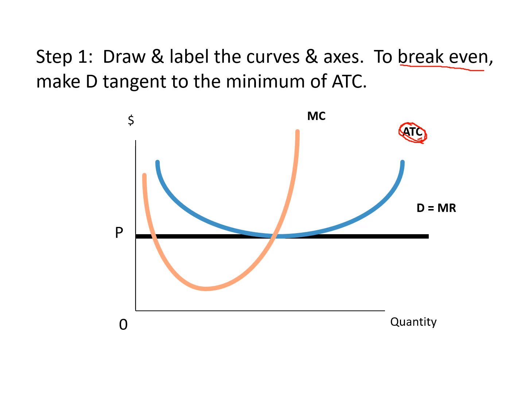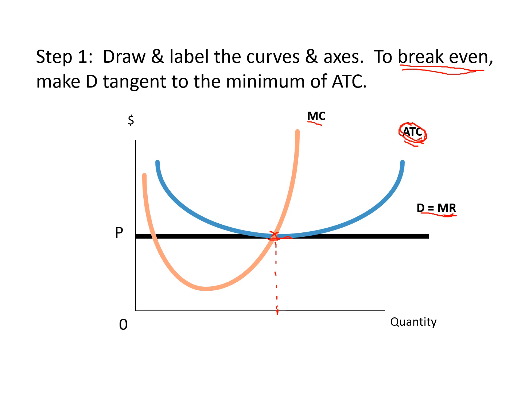Okay, and so if we draw these curves for a firm that breaks even, what we see is that the average total cost curve intersects at a tangent the demand curve, which is the same as the marginal revenue curve, at the point where the marginal revenue curve intersects with the marginal cost curve. Remember that that intersection between the marginal revenue curve and the marginal cost curve determines the quantity that the firm will produce. Okay, so this will be the quantity the firm produces.